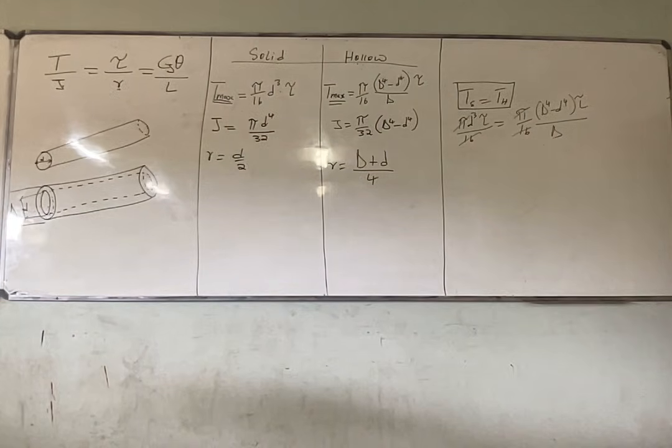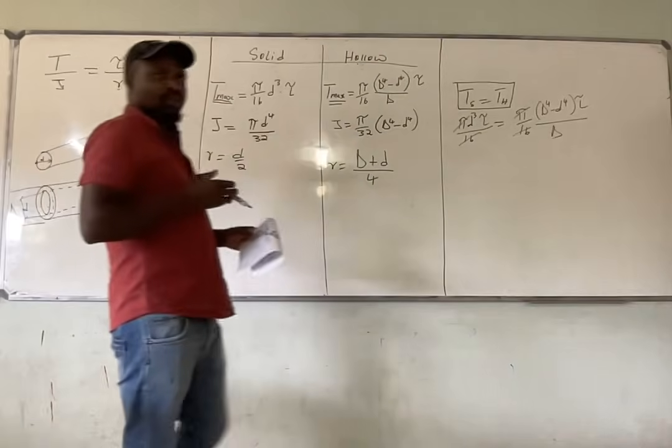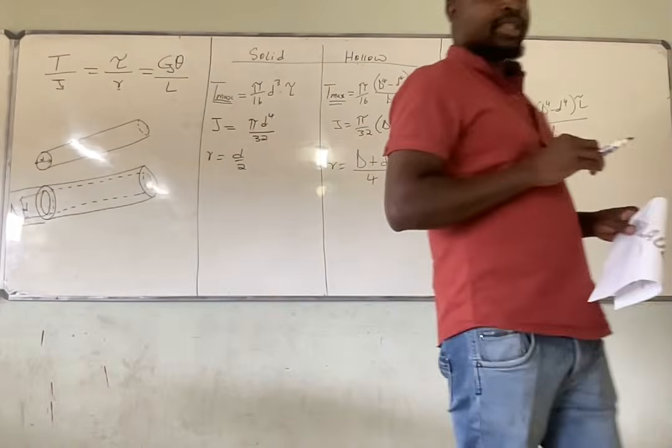So G in the formula is the modulus of rigidity, which will be given depending on the material. And theta. Theta is an angle of twist in radians, not degrees, radians.